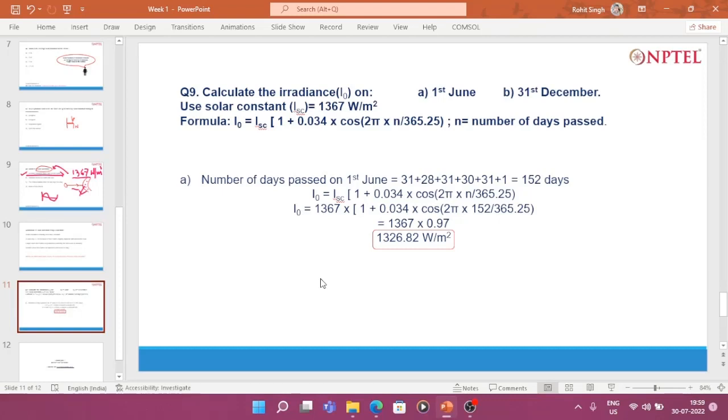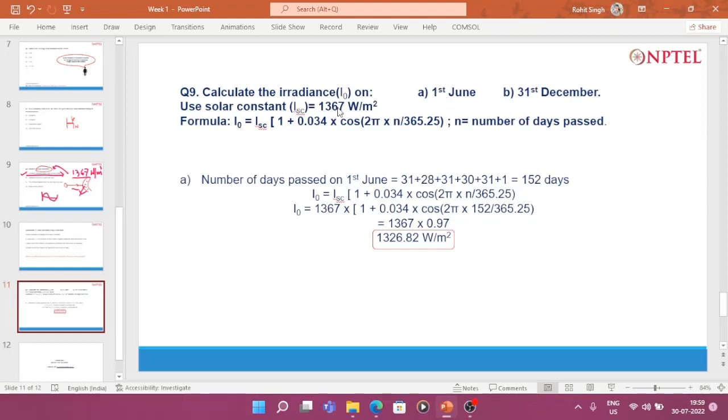So the numerical, you can see the question. The question is: calculate the irradiance on 1st June and 31st December. We have to calculate the actual irradiance that is received on Earth on 1st of June and 31st of December. I have also provided the formula for your calculation. I_n is the irradiance on the specific day on which we are searching.